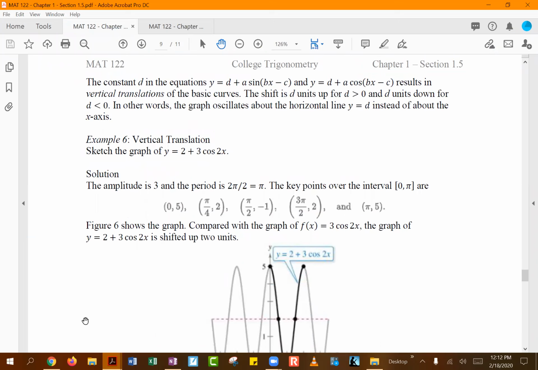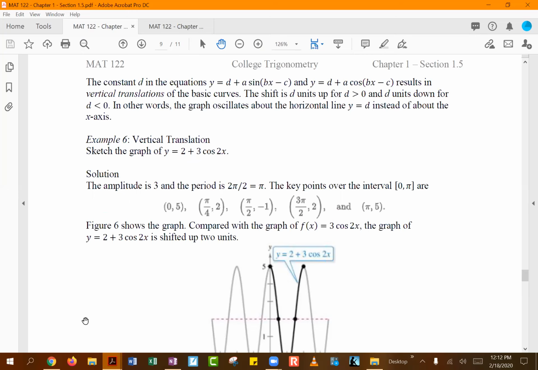Okay, so of course the last variable that we want to talk about is the constant d. So we looked at a, b, c. This is our last one. This one will actually be either added or subtracted to the rest of the equation that we saw. So this will end up being y equals d plus a times sine of bx minus c, or same thing with the cosine function. And that d value is going to tell you what your vertical translations are going to look like. So if d happens to be a positive value, your graph will of course shift up. If d is a negative value, your graph will shift down.